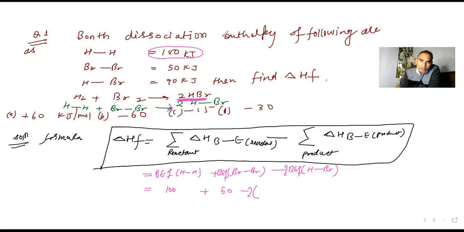So here you see what we can do in this problem. HBr value is 90. Solve it. So 100 plus 50 is 150, minus 2 into 90, which is 180. So how much is coming? Minus 30 kilojoule. So the correct option is option number D. Can you be able to understand?